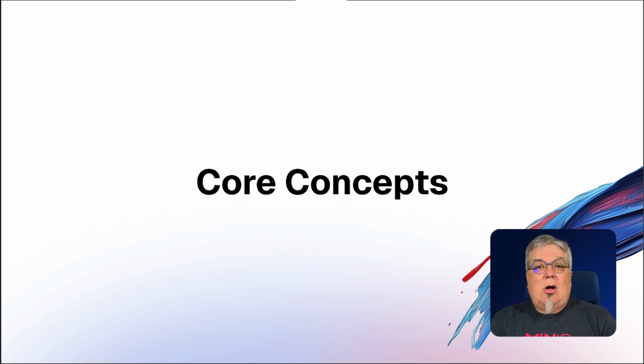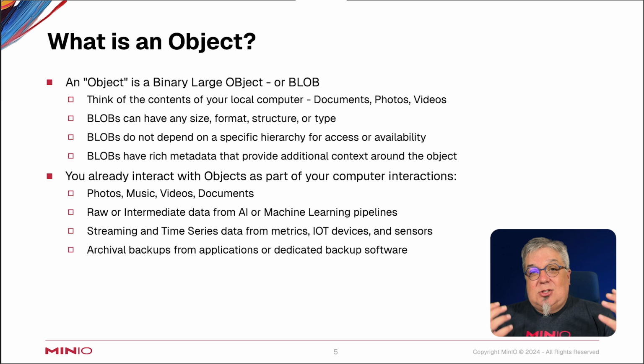So let's go ahead and start off with some of the core concepts, starting off with what is an object. Now, those of you who already know what an object is, maybe you want to fast forward through this video or jump into the next one, all good choices. But an object is basically a binary large object or blob. You can think of the contents of your local computer. You can think of documents, images, videos, all that other fun stuff. Blobs can have any size, any format. They're not restricted in any way.